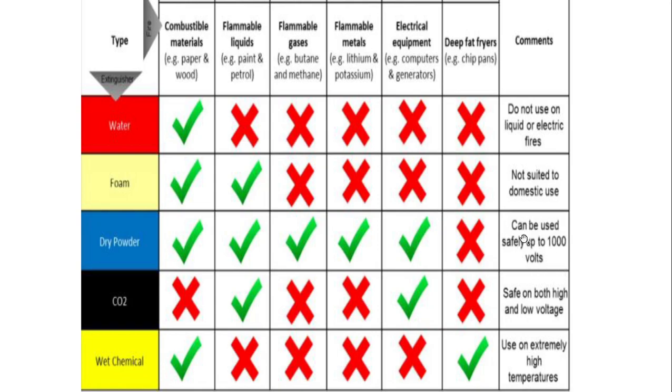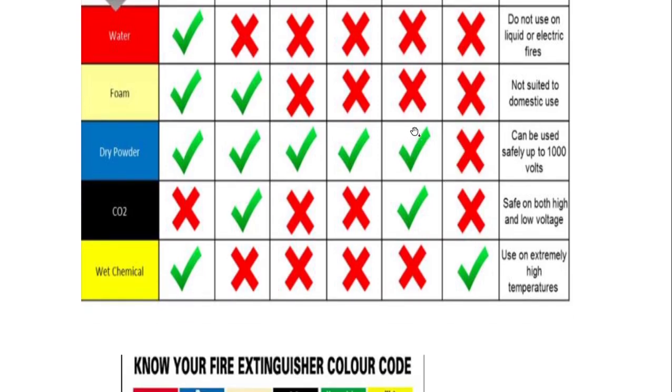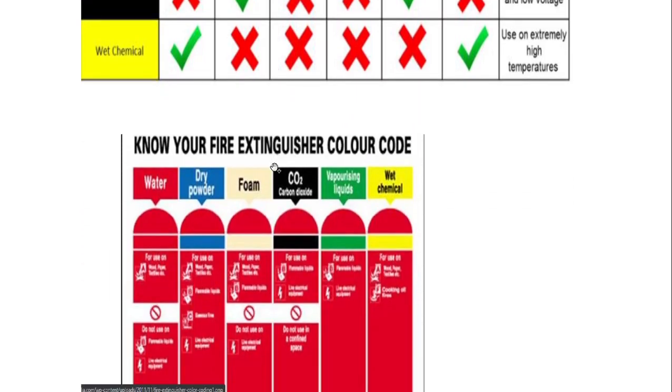Now this can be used safely up to 1000 volts. CO2 is safe on both high and low voltage, but on high voltage we cannot use it because that itself will react. Use on extremely high temperature: wet chemical is used on extremely high temperature because deep fat fires involve extremely high temperatures.